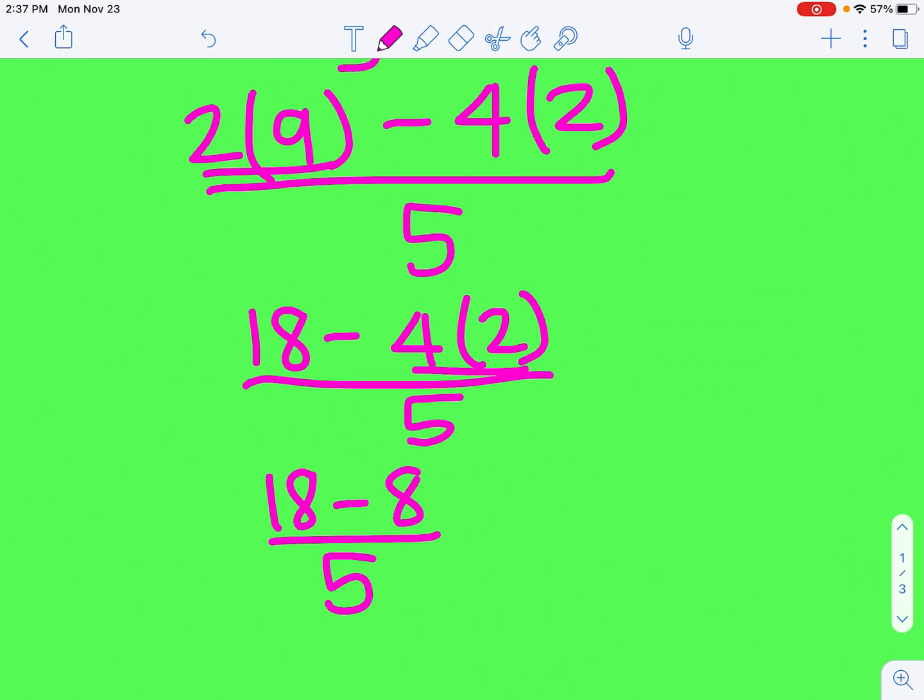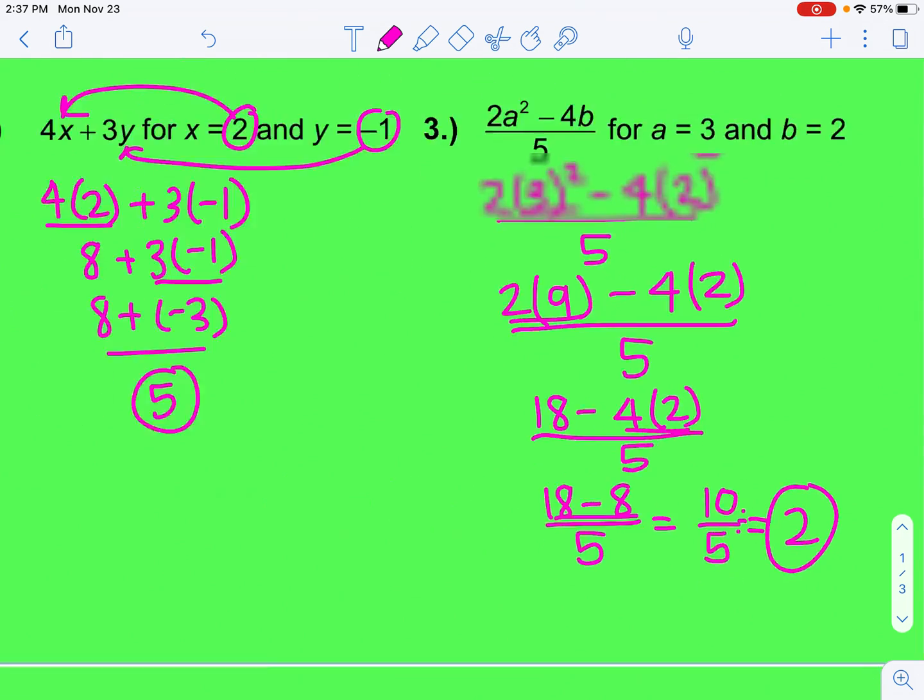Now we still need to simplify our top. Let's simplify. 18 minus 8 gives us 10 over 5. 10 divided by 5 gives you 2 for an answer.